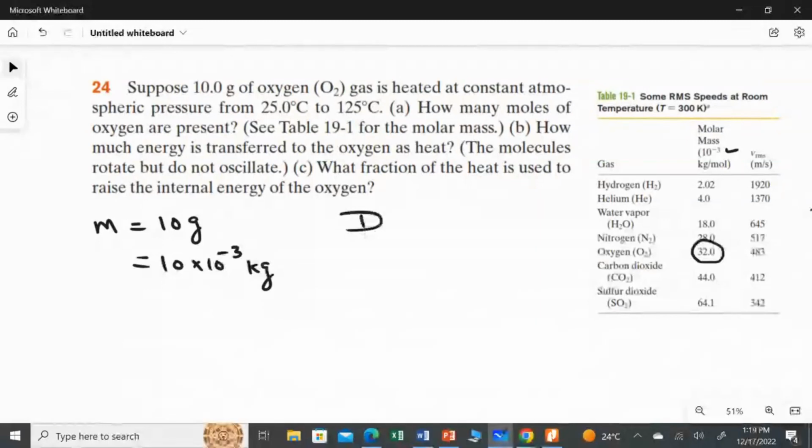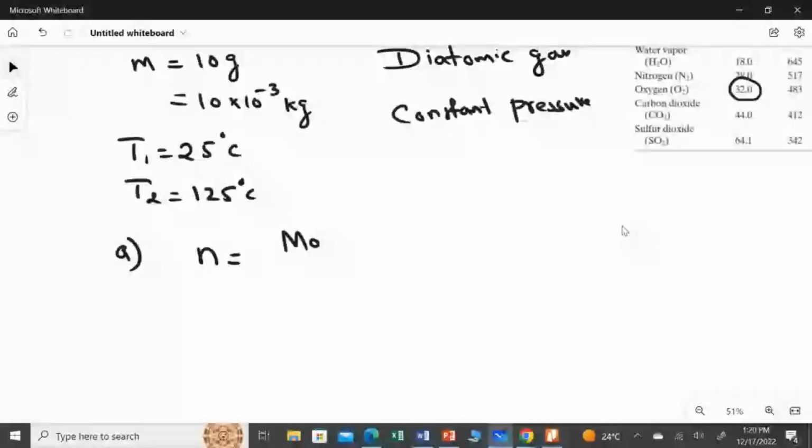So part A. For finding the moles, we use the rule: number of moles, n, equals the mass of the substance, here oxygen, over the molar mass of oxygen, or molecular weight. Now I'm going to substitute the values. The mass of the oxygen is 10 multiplied by 10 to the power of minus 3 kilogram, over the molar mass of oxygen, 32 multiplied by 10 to the power of minus 3 kilogram per mole.